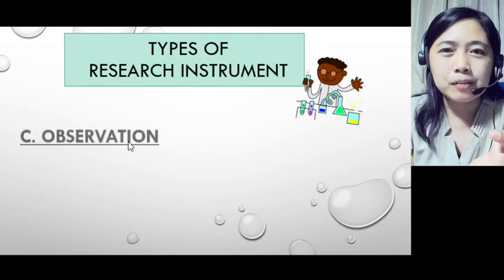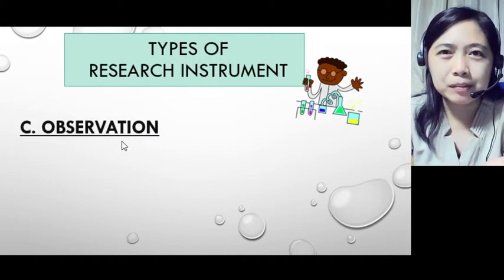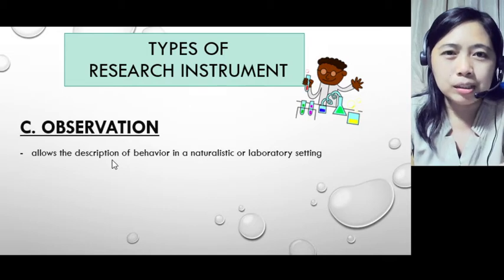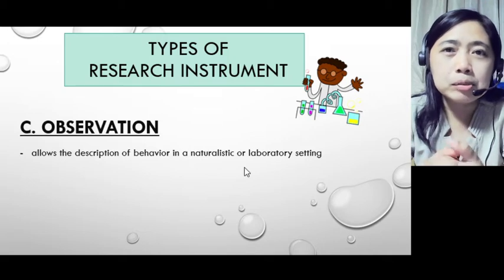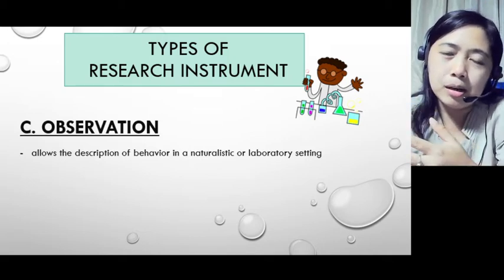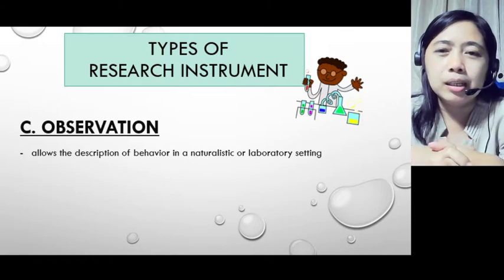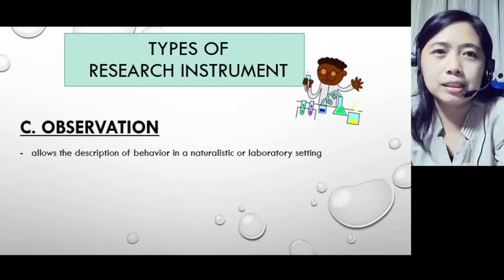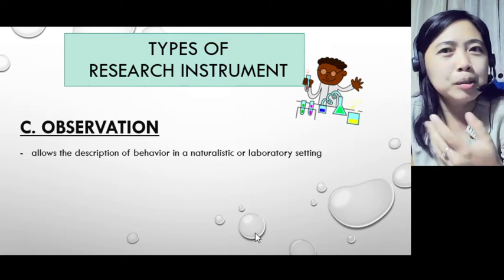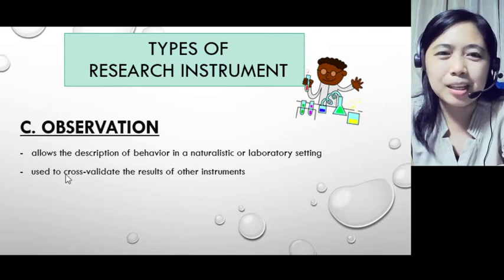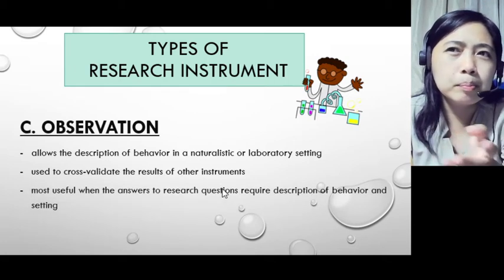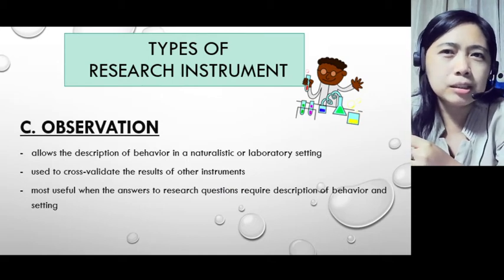Another type of the research instrument we have is the observation. It allows the description of behavior in a naturalistic or laboratory setting. Nagyapon siya gamit sa laboratory again. Some of the research conducted, naji mga makonek yun mo sa scientific studies. I always prefer the naturalistic setting. It is used to cross-validate the results of other instruments. So mana naka-observation kung sakto ba to ang sa imuhang mga uban nga instrument na gigamit.